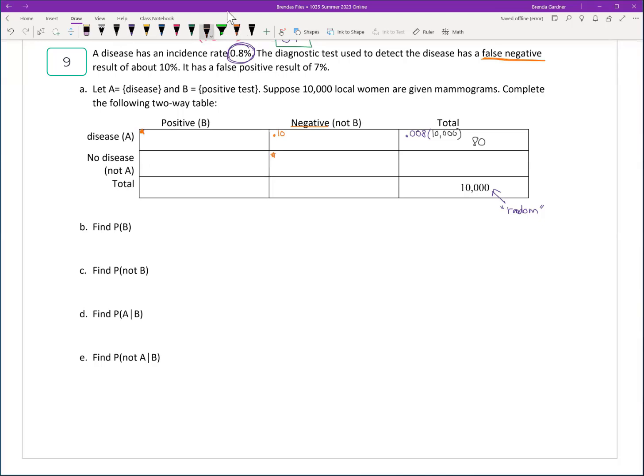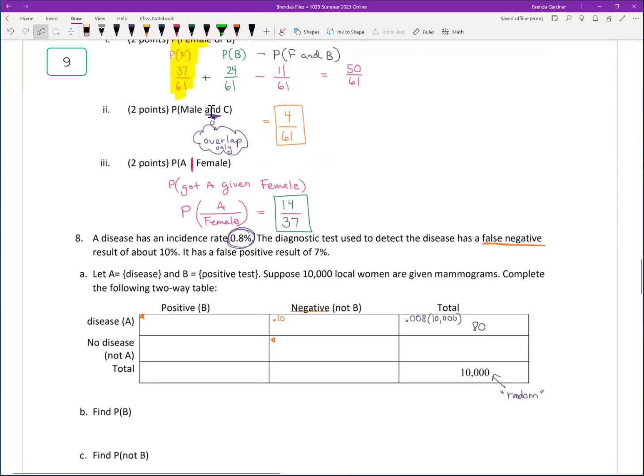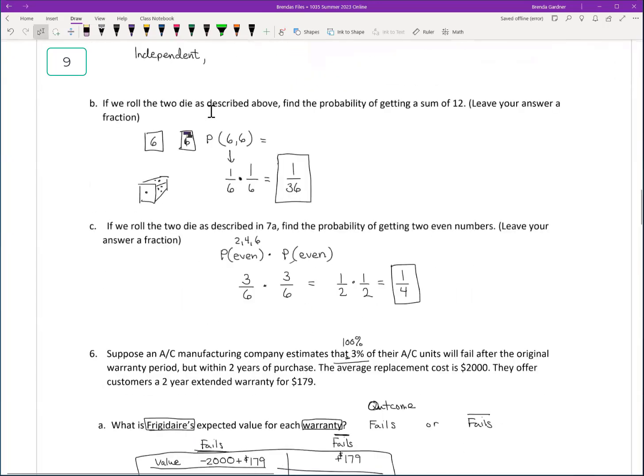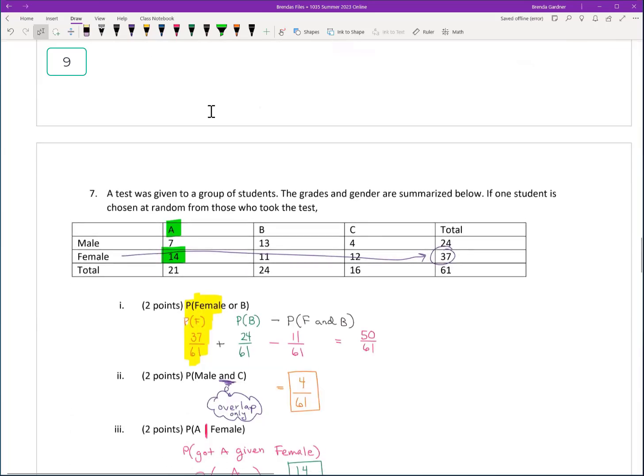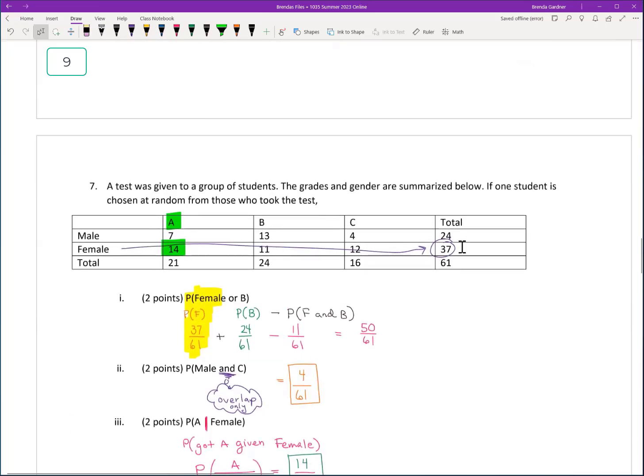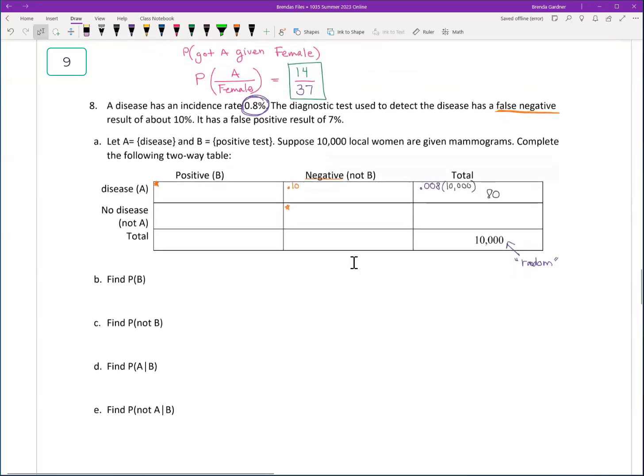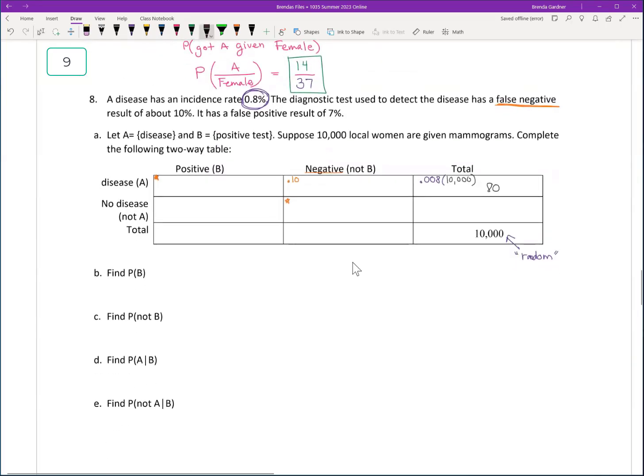In this case, it's similar to my grades question, right above, the female question. The 14 out of 37, we're only going to look on the row where that's occurring. So I'm going to take 10% of the 80, because only 80 people have the disease. So 10% of them would get a false negative result. I'm going to take 10% of 80, not the 10,000, which would be 8. So 8 people would be getting a false negative.